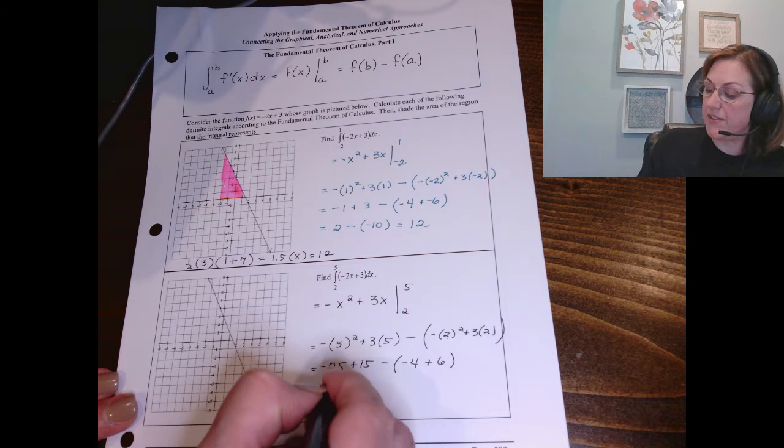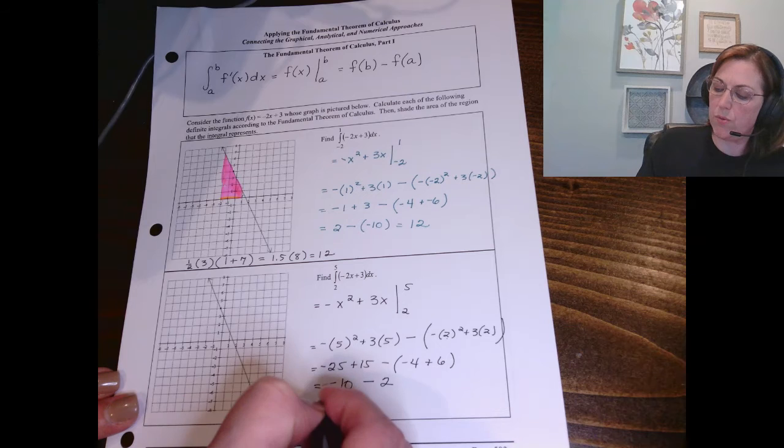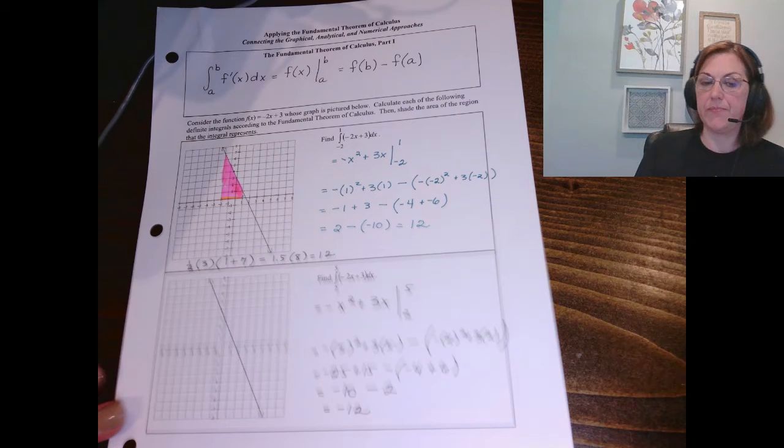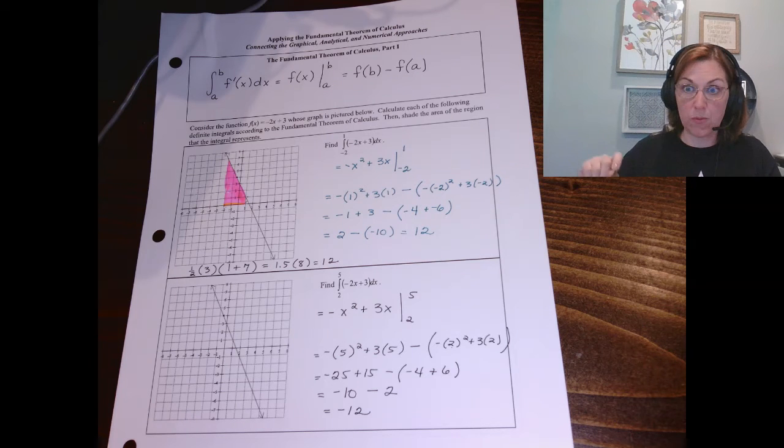Negative 25 plus 15 is negative 10, minus 2, and that gives me negative 12. Okay, now look at the area. Why is this area negative and why are we okay with it?